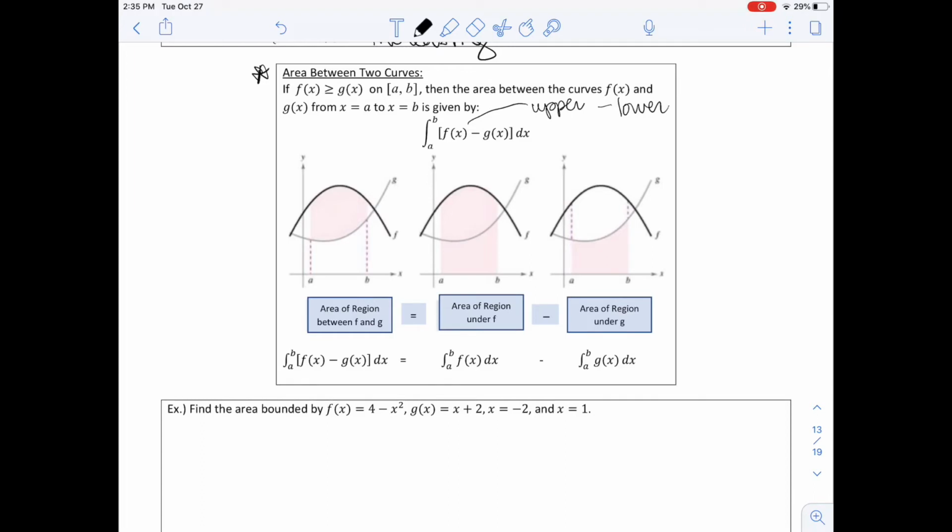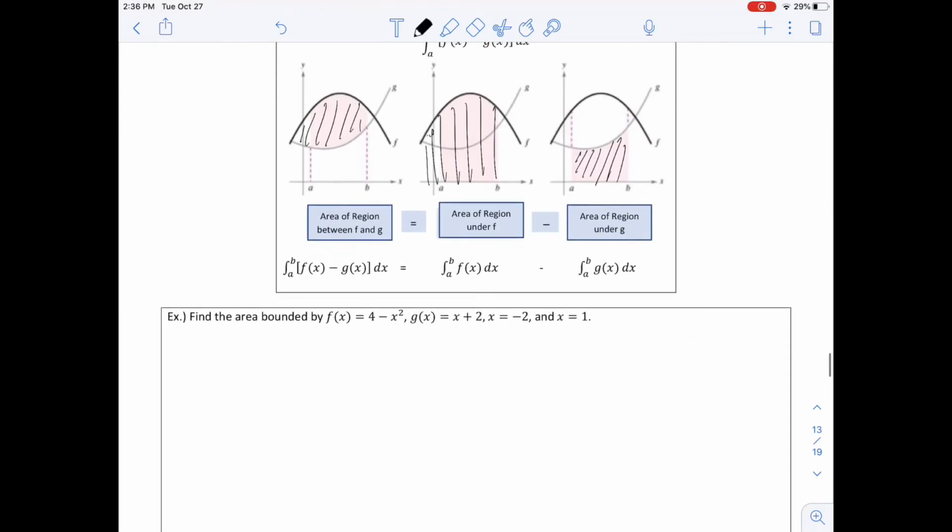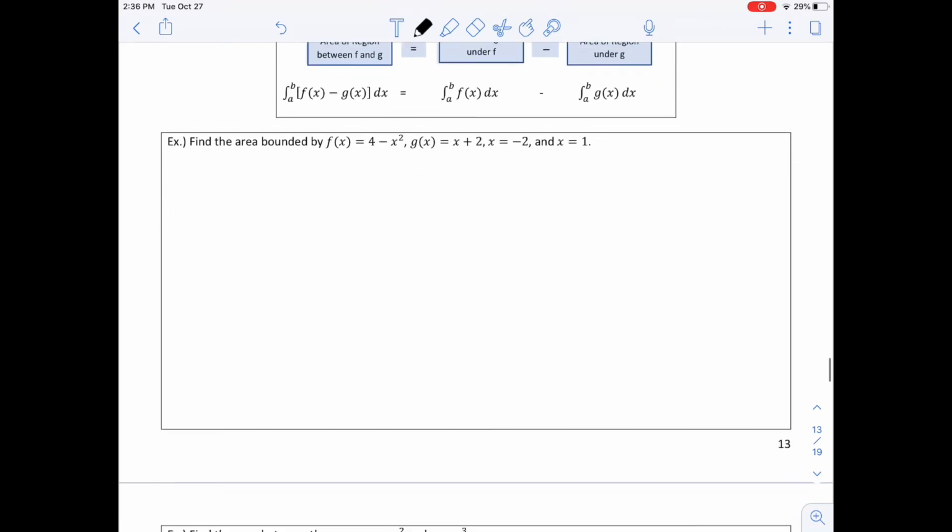So to figure out that region in between, like you can see on the picture, you are going to take the area of the region under f, which again is this top function, which would be all of this. And then we're going to subtract away the area of the region under g, which is that lower. And when you take that total area minus that bottom area, you get the area between the two curves, and you can see that in the picture. So it is written there for you guys with formulas also.